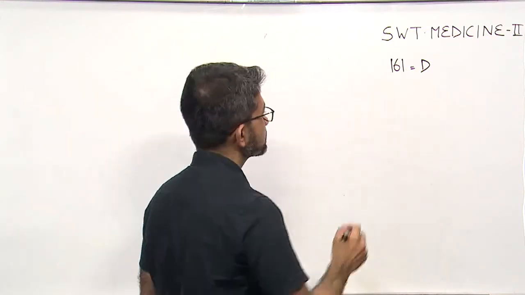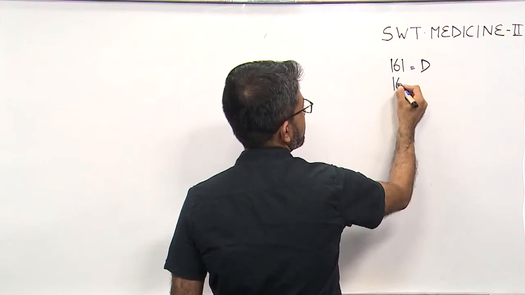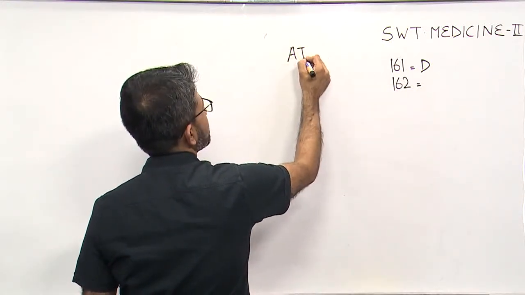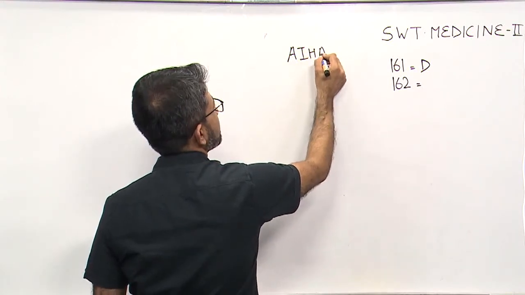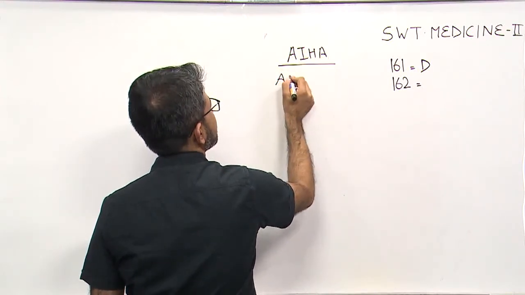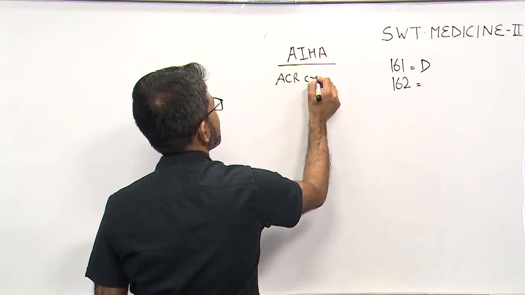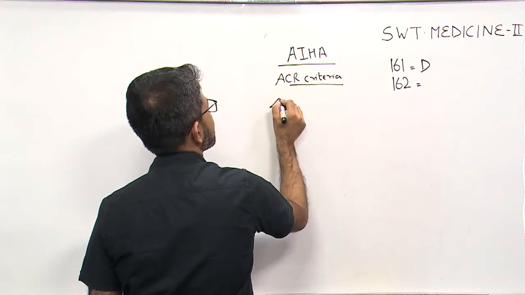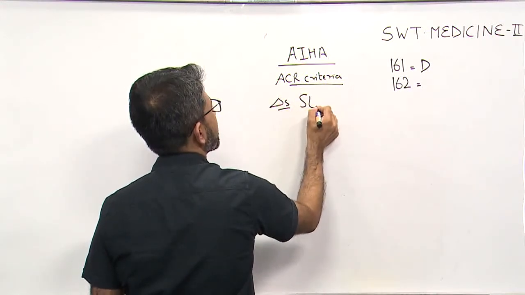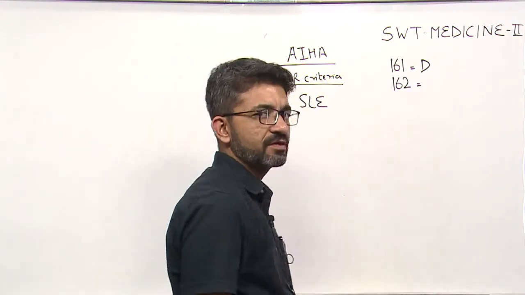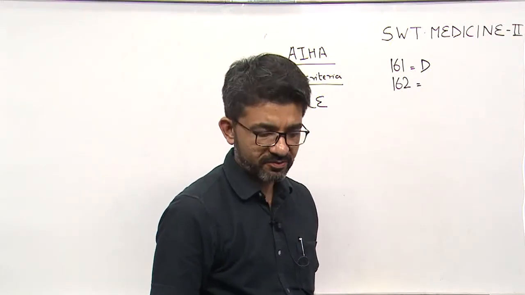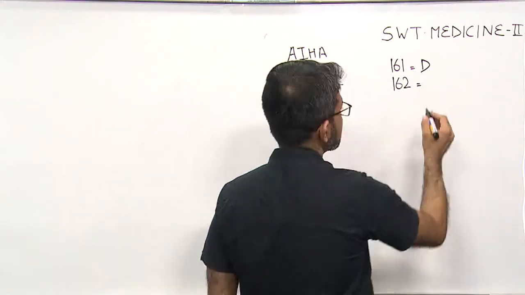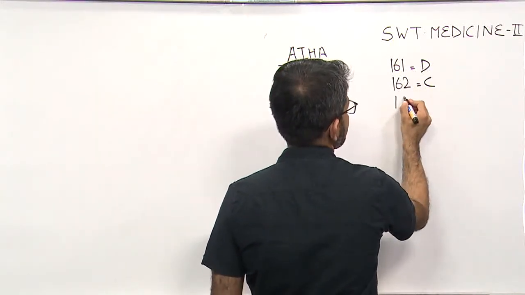Question number 162. Autoimmune hemolytic anemia as per the ACR criteria is one of the diagnostic criteria for SLE. Remember, Coombs positive autoimmune hemolytic anemia. So, the answer is SLE, C. Question number 163.